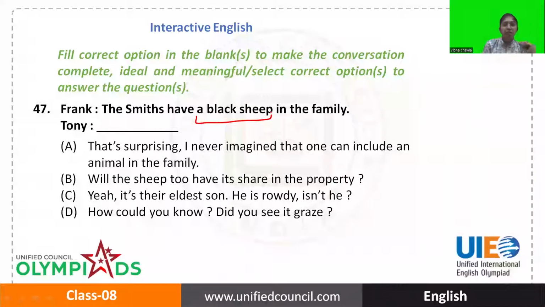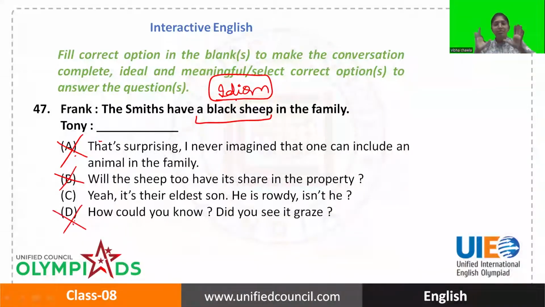Tony: That's surprising. I never imagined that one can include an animal in the family. It doesn't have a literal meaning, okay? It is an idiom again. An embarrassment to the family, a black sheep. So, will the sheep have its share in the property? Again, incorrect. How could you know? Did you see it graze? No literal meaning, I told you. It is option C.